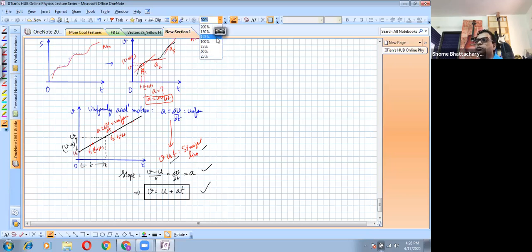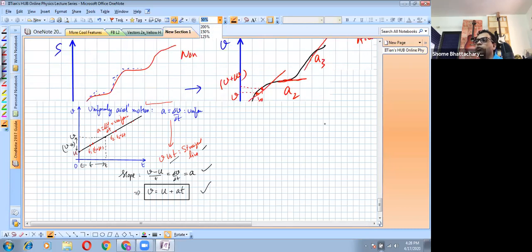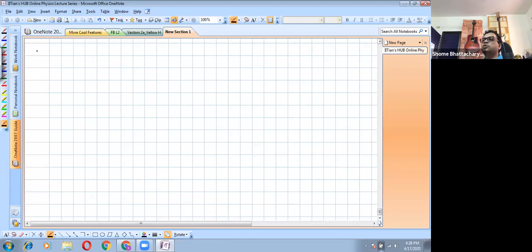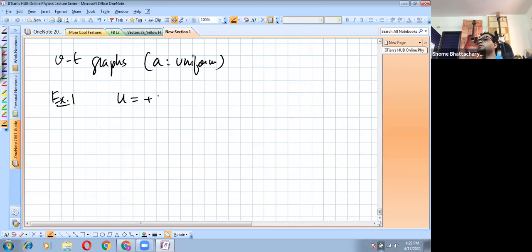Now, having said this, you will see that in general, there are 4 types of graphs we can get for a straight line, depending on the algebraic sign. So, V versus T graphs, when acceleration is uniform. Example 1 is something like this, that the initial velocity is positive. And the acceleration is also positive, let's say.